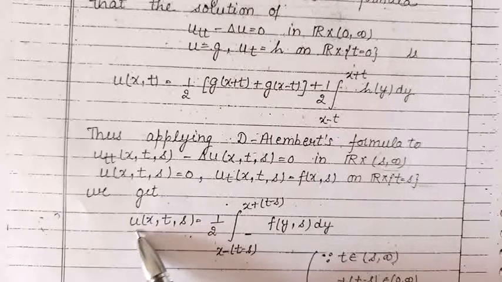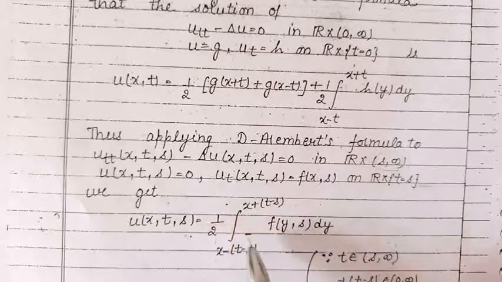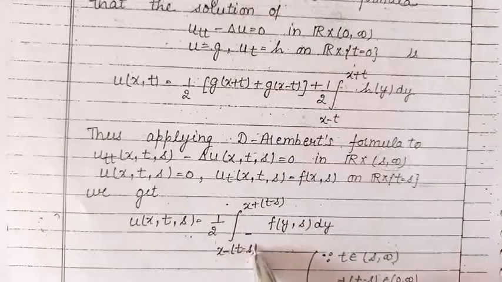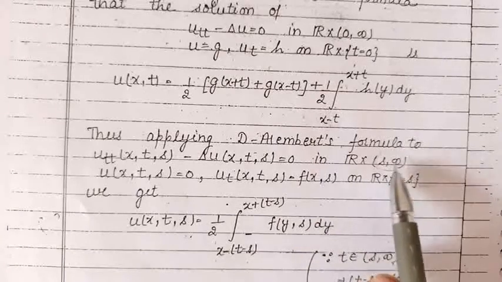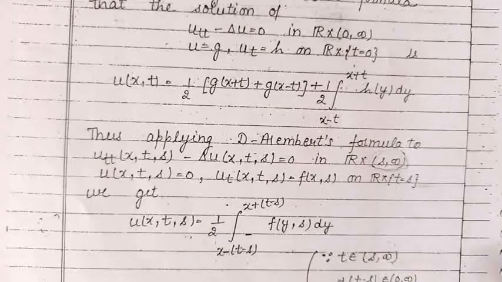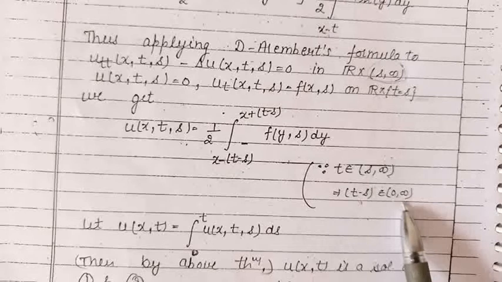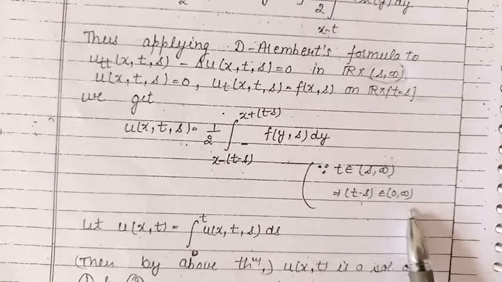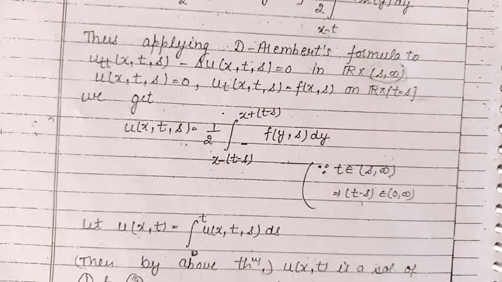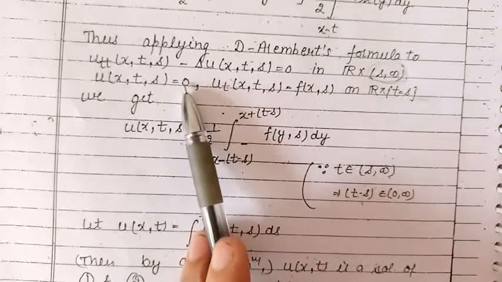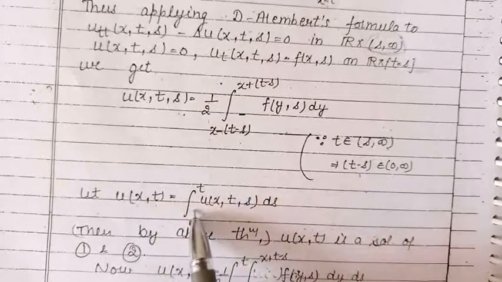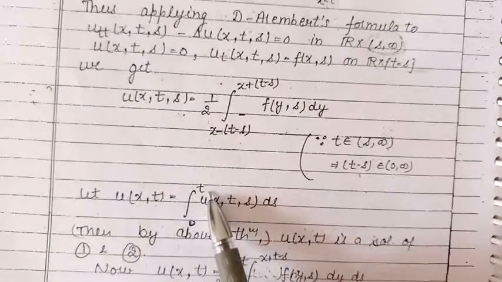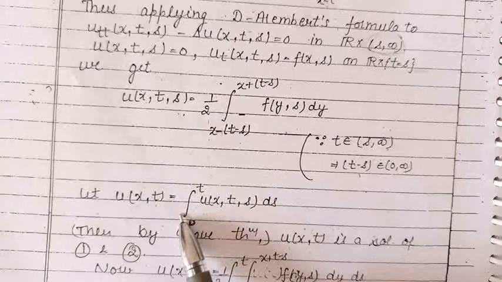So the solution will become u, a function of x, t and s, equal to half of the integral of f at the point y between the limits x − (t − s) to x + (t − s). Here in this formula, t is replaced by t − s because t belongs to the open interval (s, ∞), so t − s will belong to the open interval (0, ∞). Now, to find the solution of the initial value problem for the non-homogeneous wave equation, we integrate the solution of this problem between the limits 0 to t. So, the function u, which is a function of x and t, is defined by the integral of this function between the limits 0 to t. This will give us the solution of the given initial value problem.